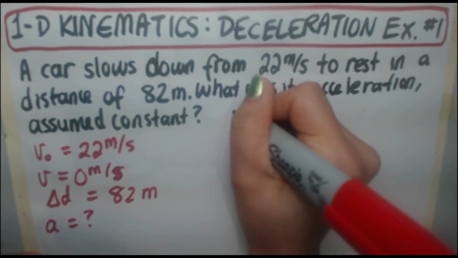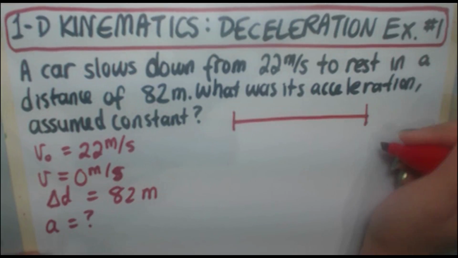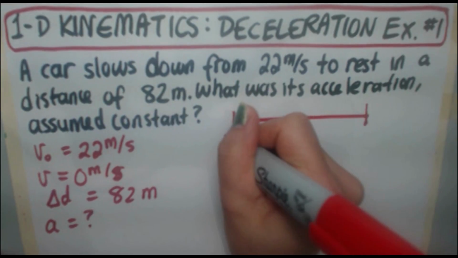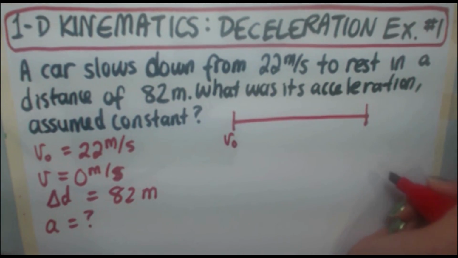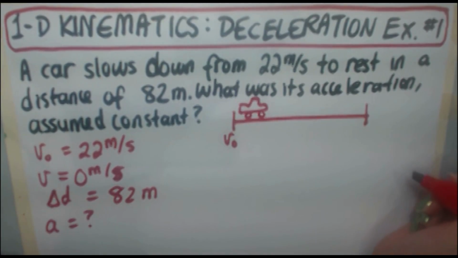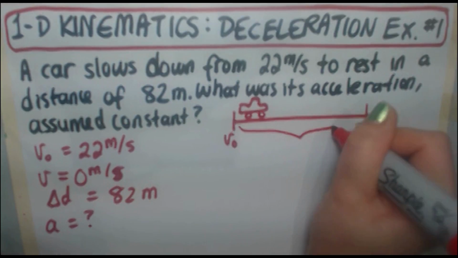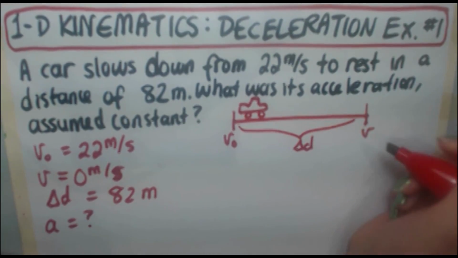Draw a picture. Again, my pictures are really simple, no more complicated than they need to be. I'm going to take these variables and label them on the picture according to where they should be. So v naught is my initial speed. It's for a car. If you want, you can attempt to draw a car. It doesn't really matter. You've got your final speed v, you've got your change in distance, and you're looking for the acceleration.